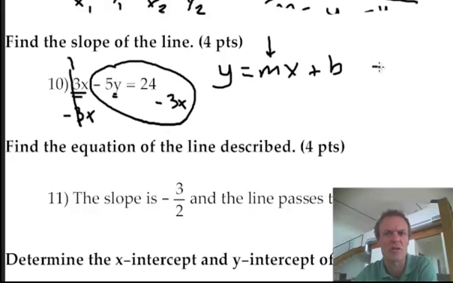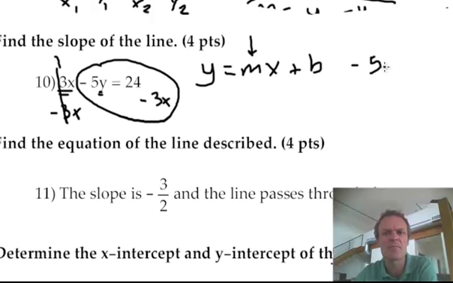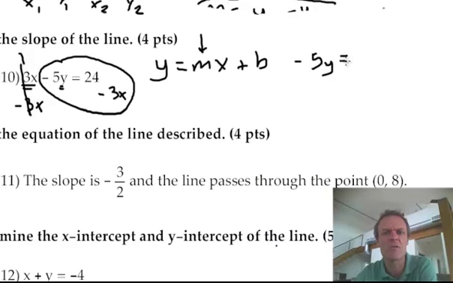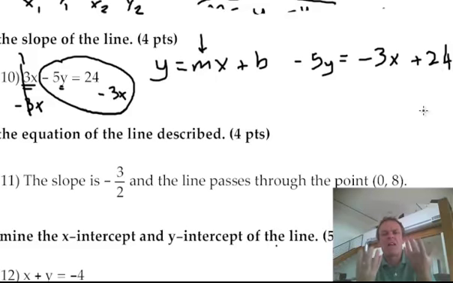So I've got negative 5y, and that equals 24 minus 3x, which is the same as negative 3x plus 24. Not too worried about how you write it. If you want to write 24 minus 3x, you can do. Normally we write the x first. That is it. All I've done is take away 3x.